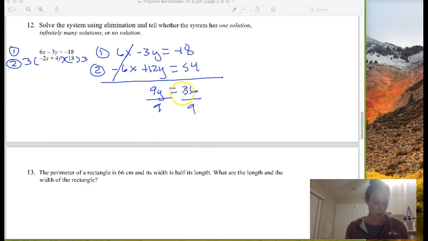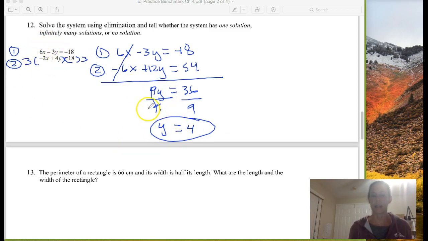And then after I do that, I get to plug it back in. Well, let's do this first. Y is going to be 36 divided by 9, which is 4. Okay, so I've solved for y. Now I'm going to come back into either of my originals and get x. So at this point, it doesn't matter which original. Let's plug it back into original 1 right here.